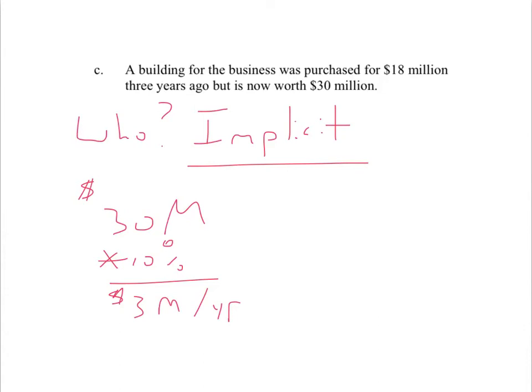So by using the building internally, by using the building in our business, we're sacrificing $3 million per year in what we might call foregone interest. So we have an implicit cost of $3 million.